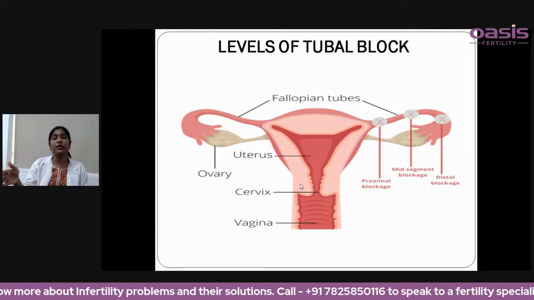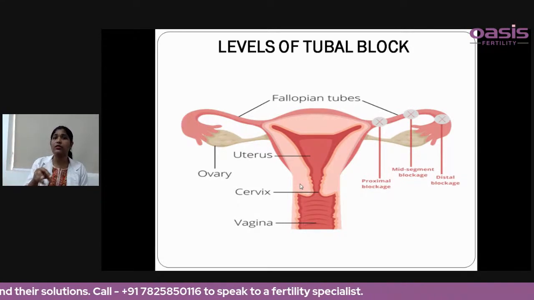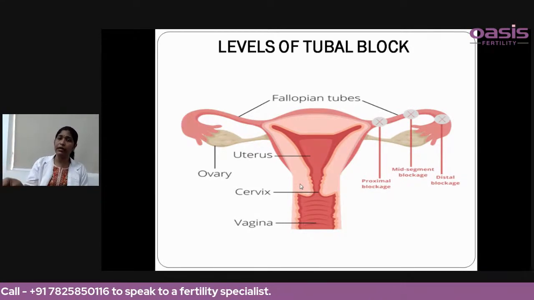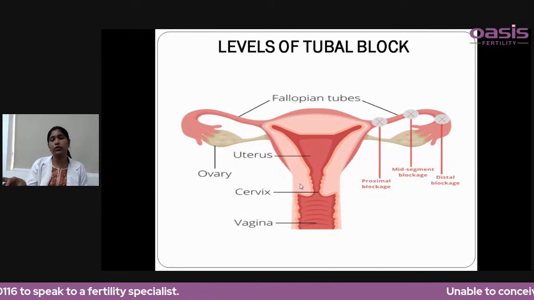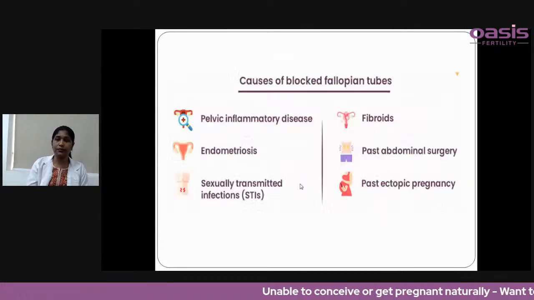Now, why is it important to classify? Because there can be certain unique causes because of which these particular blocks have happened, and also the management may differ depending upon the level of the block in the fallopian tube.